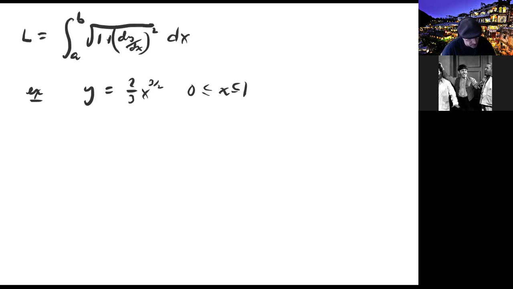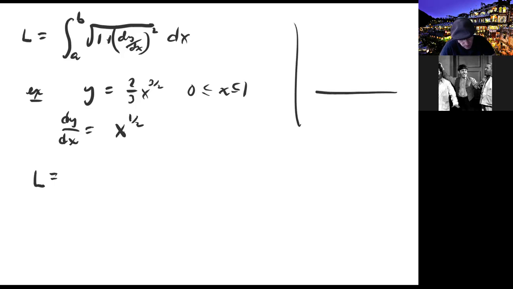Well, first of all, what is dy dx? Dy dx is 2/3 times 3/2 times x to the 1/2, so it's x to the 1/2 power. So the length of the curve, and this is between 0 and 1, so x is going from 0 to 1, the curve looks something like this between 0 and 1.